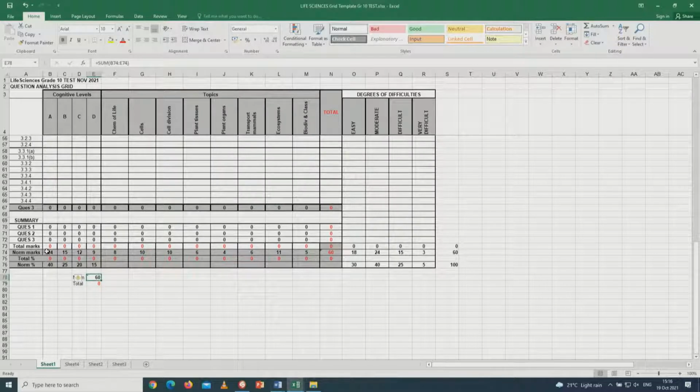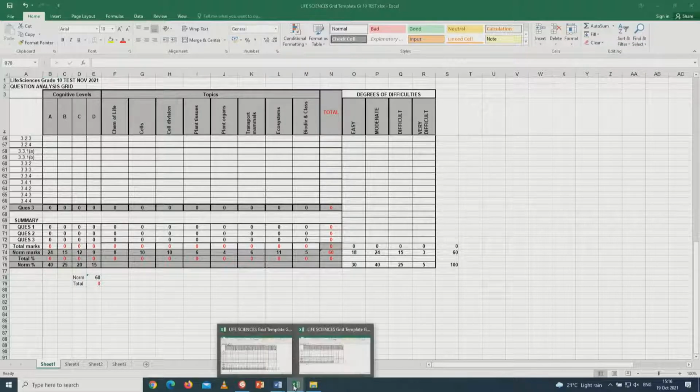So all these marks have been converted. Remember, the norm percentage stays the same. That difficulty level norm percentage stays the same, but the marks out of 60 are of course different from those out of 120 or 150. So then it's 24 out of 60, 15, 12, and 9 for your 4 different cognitive levels, and the same for your difficulty levels.